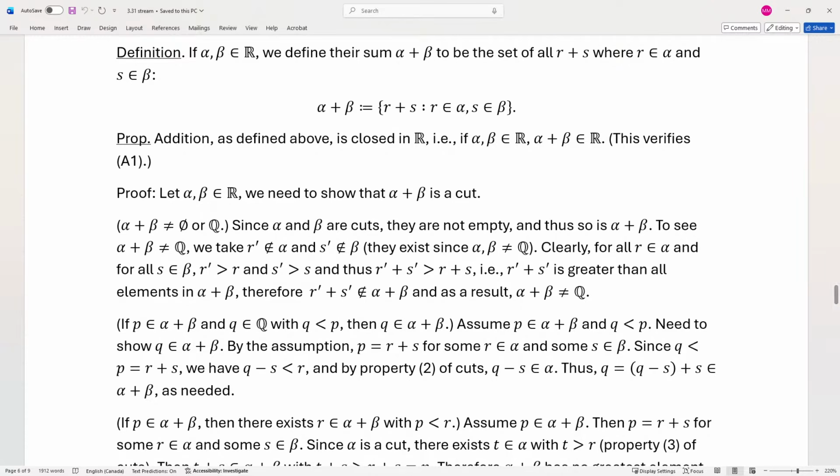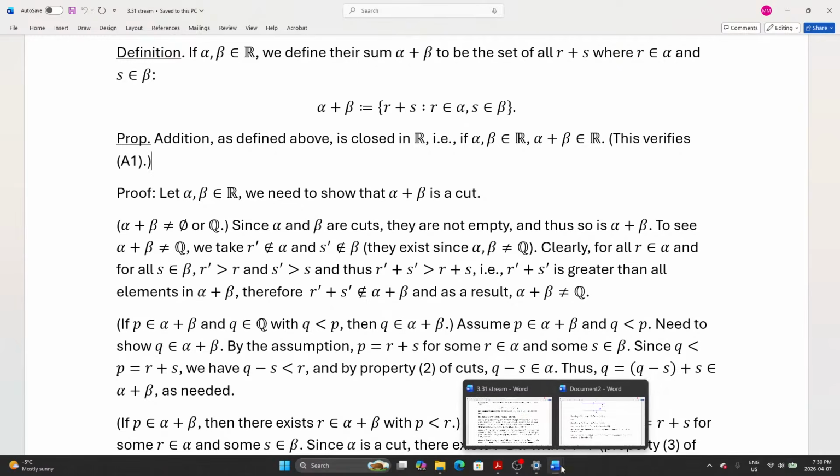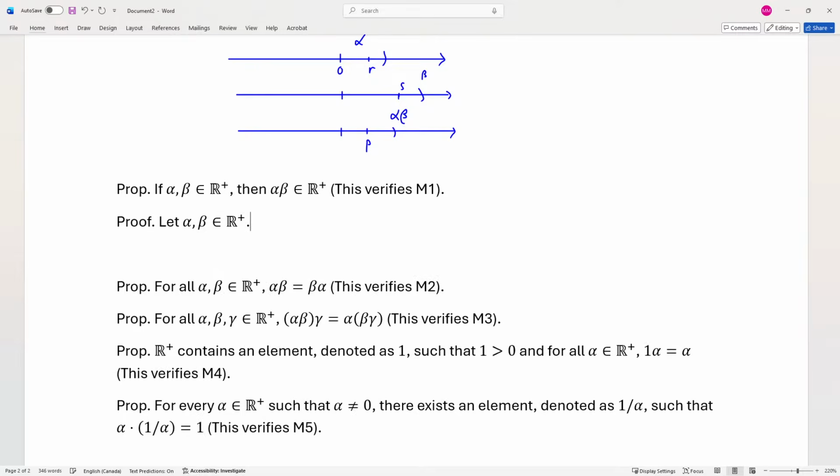So, all right, let's put these objective bullet points together. Let alpha and beta be in R plus. Then we need to show alpha times beta is also a cut, which is actually a positive cut. So why don't we just show that it is a cut and then discuss positivity.